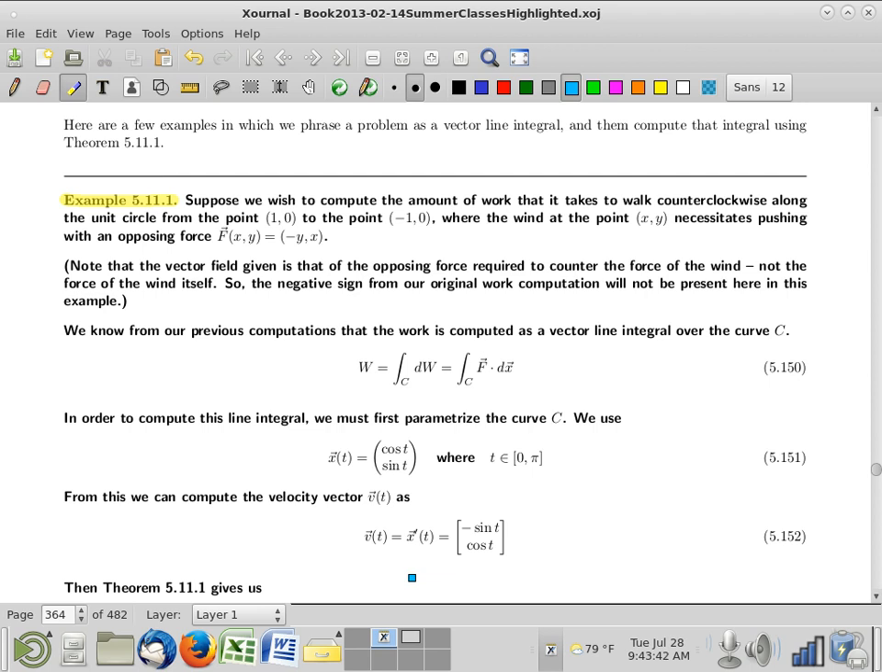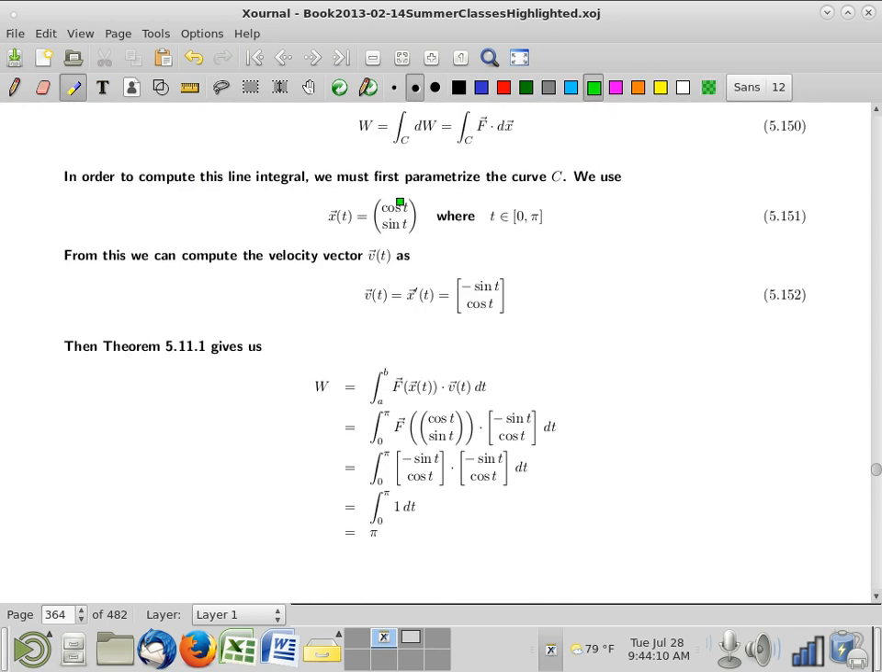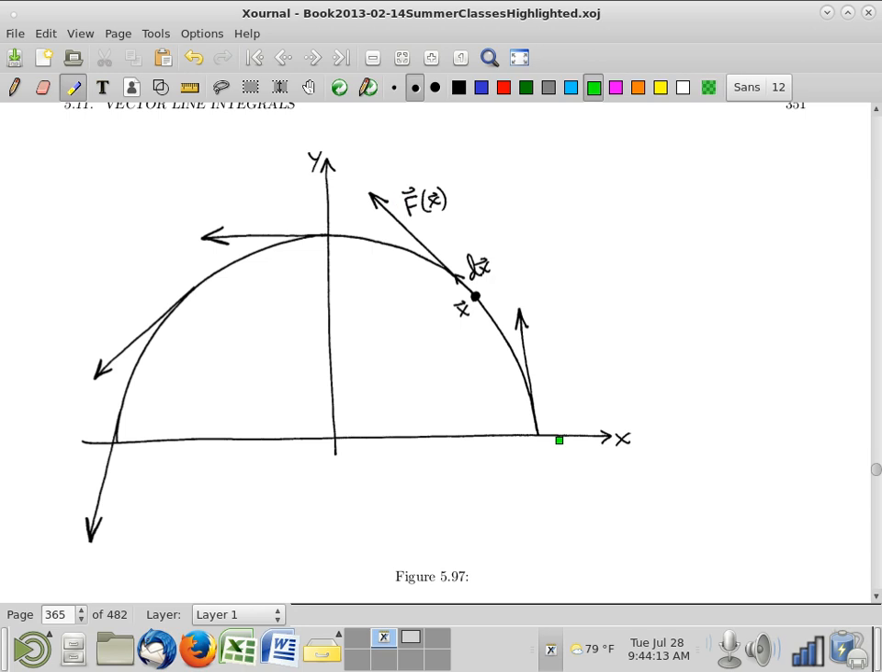Okay, so let's compute the amount of work that it takes to walk along a certain path. The path is counterclockwise on the unit circle from that point to that point. So we're going to be starting at (1, 0). That's kind of the right-hand side of the unit circle. We're going to go counterclockwise, so along the top of the circle, to the point (-1, 0). And I'll bet I have a picture of that somewhere. Yeah, here we go. So we're going to start here and end there, going in that direction.